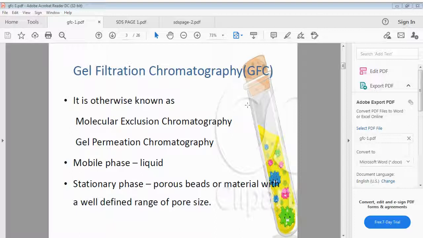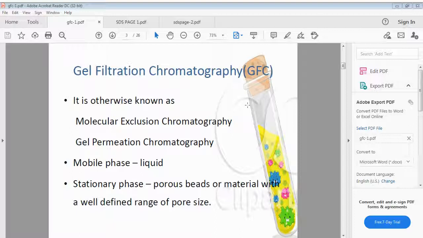So how do they swell? They have some pores on the surface. Through the pores, water enters and it swells. And jelly, sometimes you need to heat it up. What happens? It absorbs water and swells. The same kind of mechanism you have to understand about gel filtration chromatography.